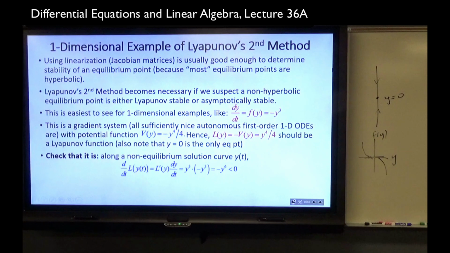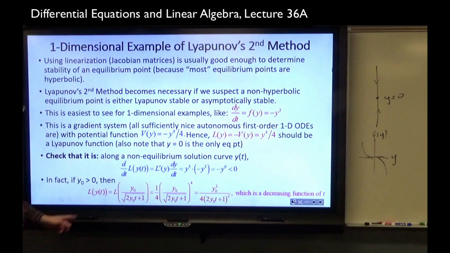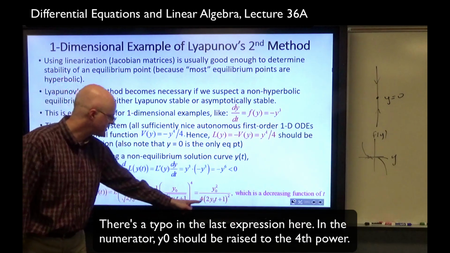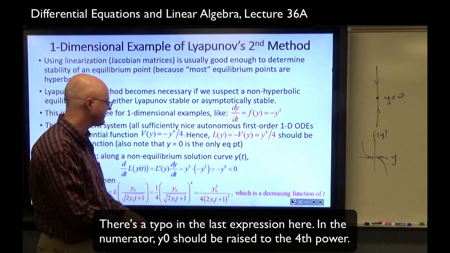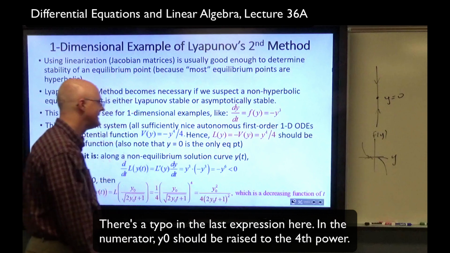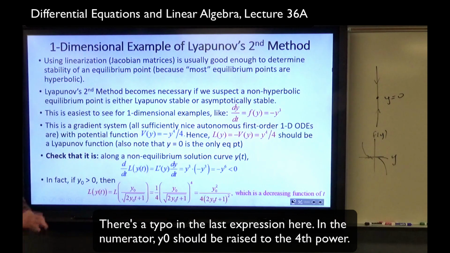Actually, it is possible to find y of t here. You can separate variables. And it turns out if the initial condition is positive, then y of t equals this. You can double check that. And this function of t simplifies to this. And if you graph this for any positive y0, you'll see it's a decreasing function. Its derivative is negative. That's just an aside. You don't need to do that.